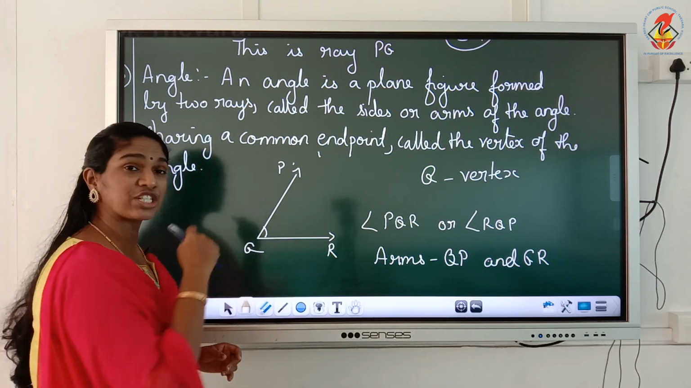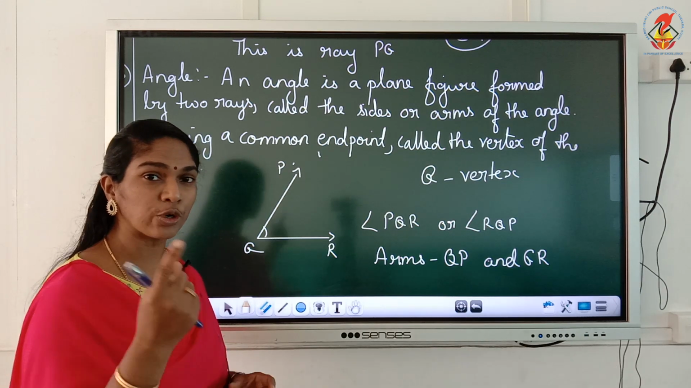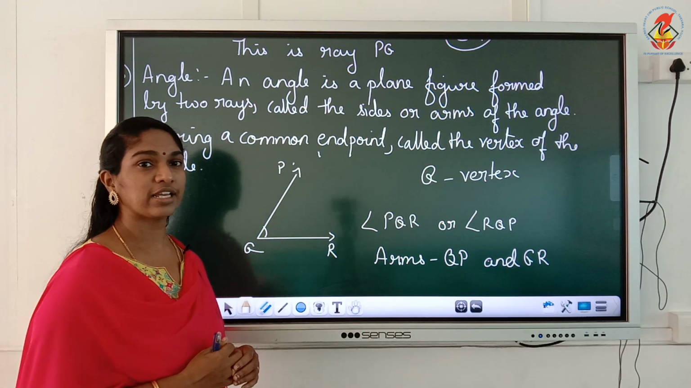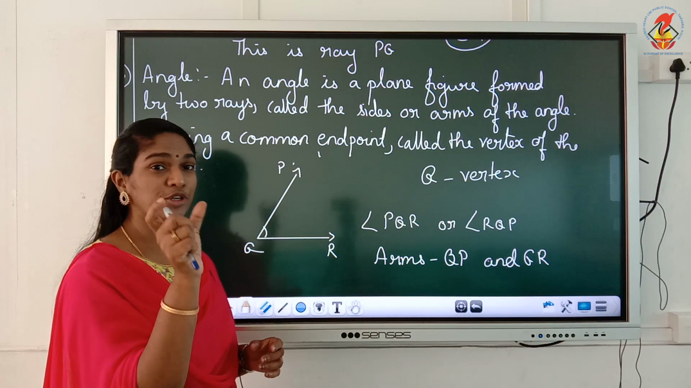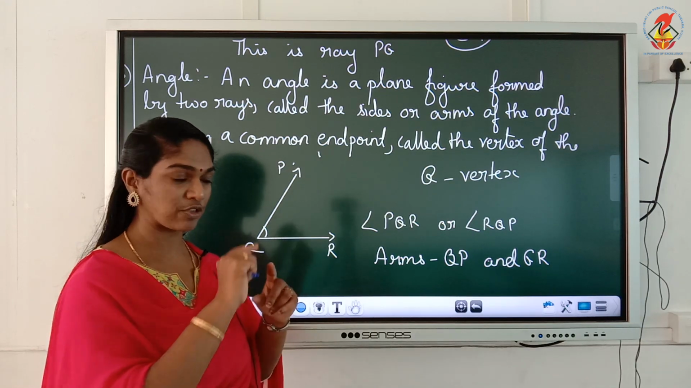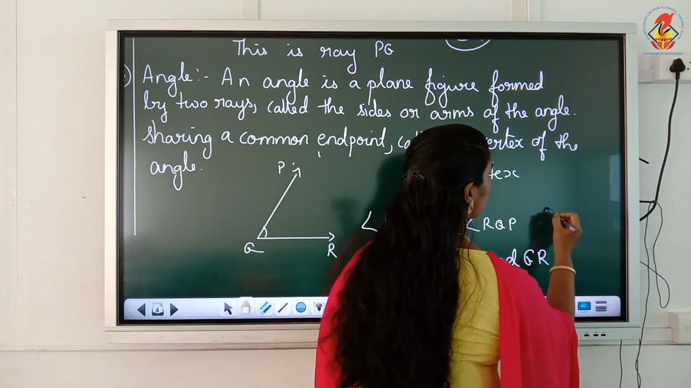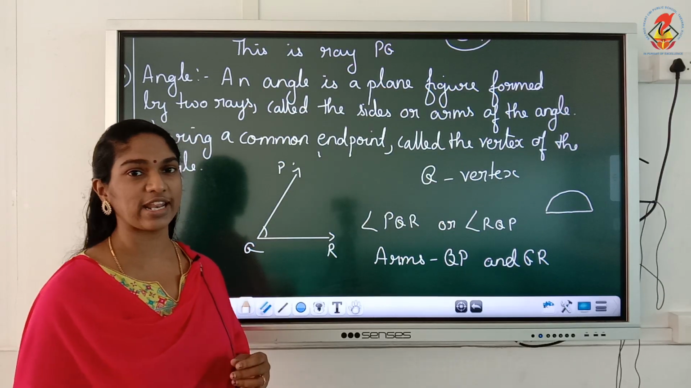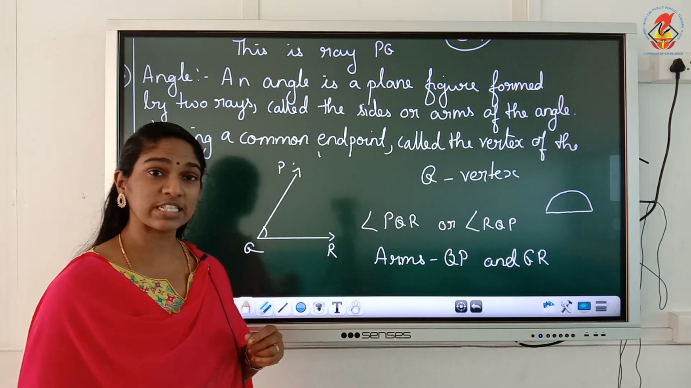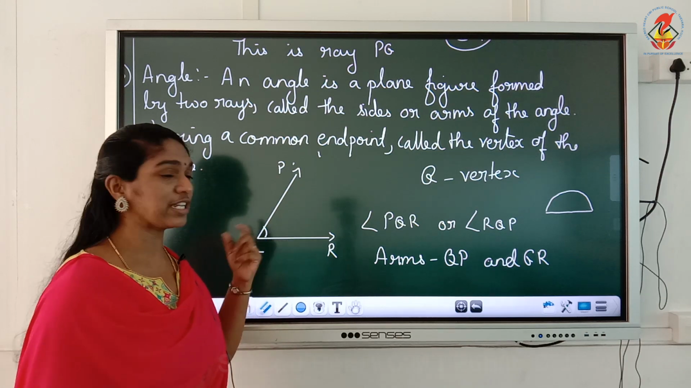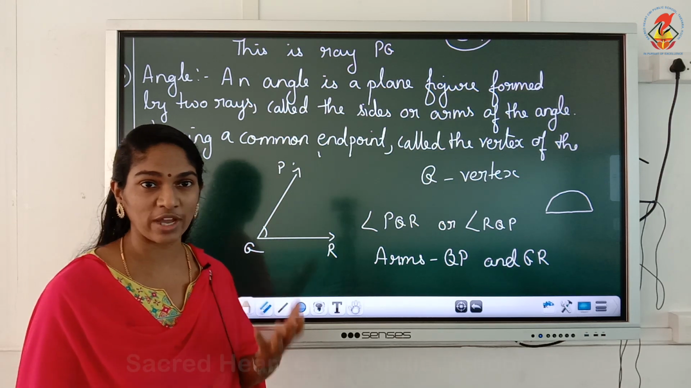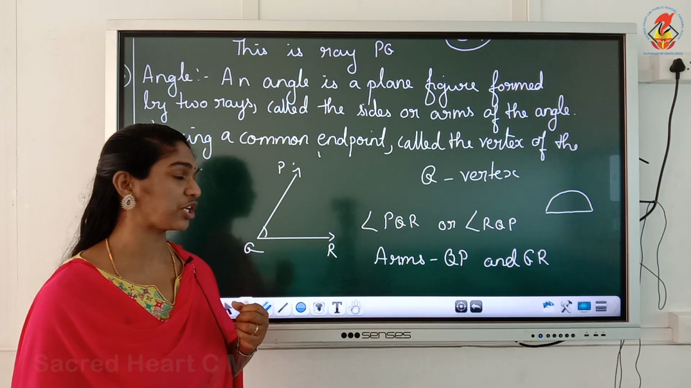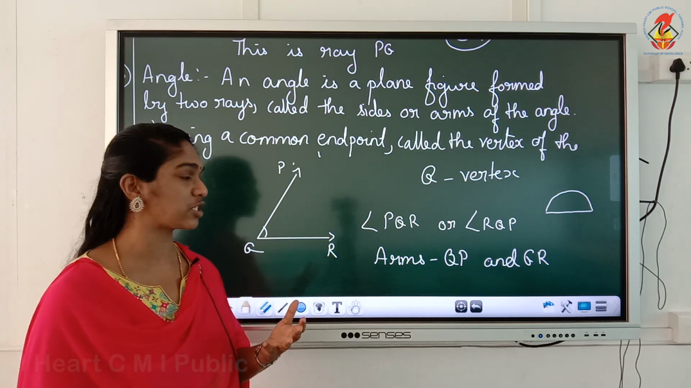Now we can measure this angle. Do you know how we can measure this angle? Yes, we have a protractor in our instrument box. Have you seen a curved shape item in your geometry box? That is called the protractor. You can use a protractor to measure an angle you have drawn. I will explain about the protractor in the next videos.